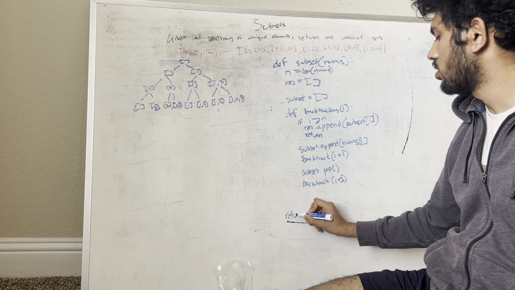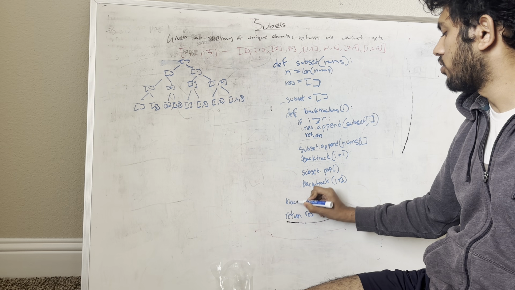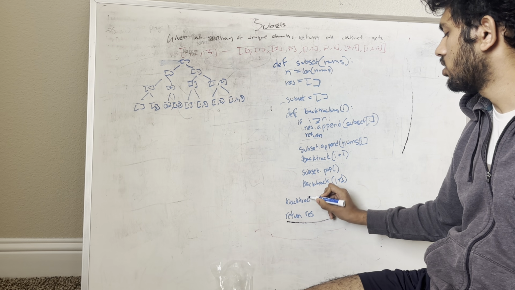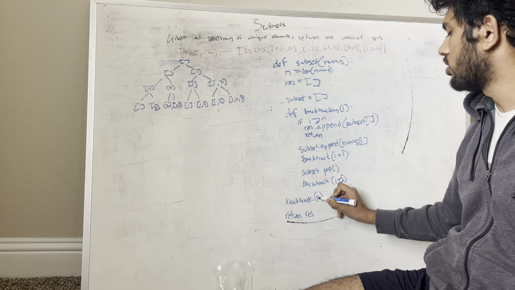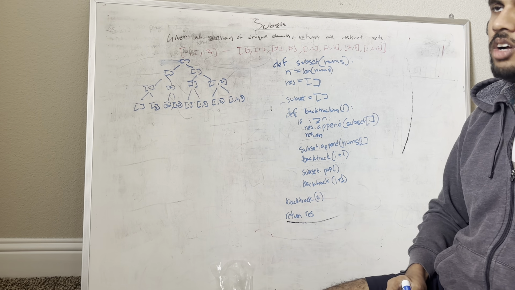And prior to that, we'll just call the backtrack function with the value 0, and this is pretty much the solution for finding all the distinct values of a subset.